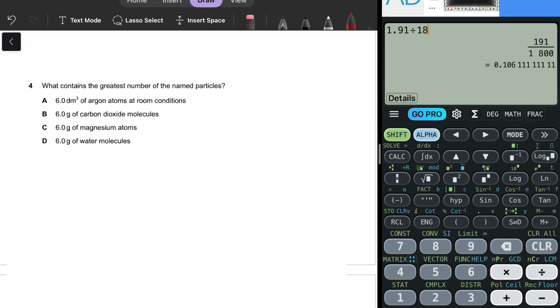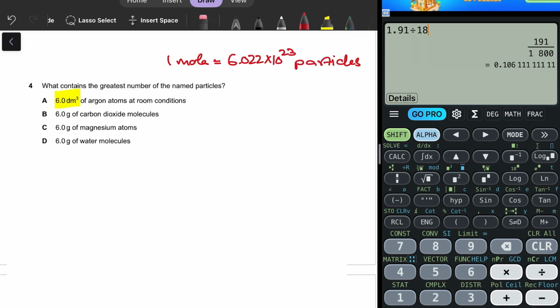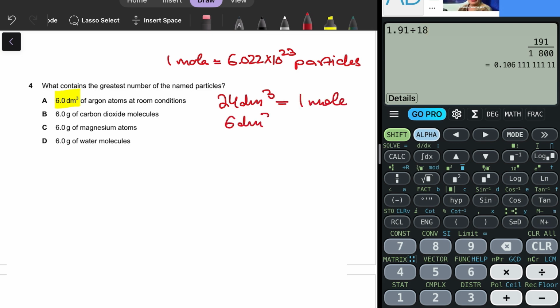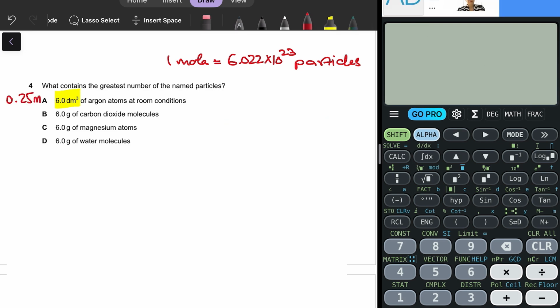Question 4. What contains the greatest number of the named particles? So first thing, before we start, something that's really important to know is that 1 mole contains 6.022 times 10 to the 23 particles. So it says 6 decimeters cubed of argon atoms at room conditions. Any gas of 24 decimeters cubed is 1 mole of that gas. So 6 decimeters cubed is 0.25 moles.